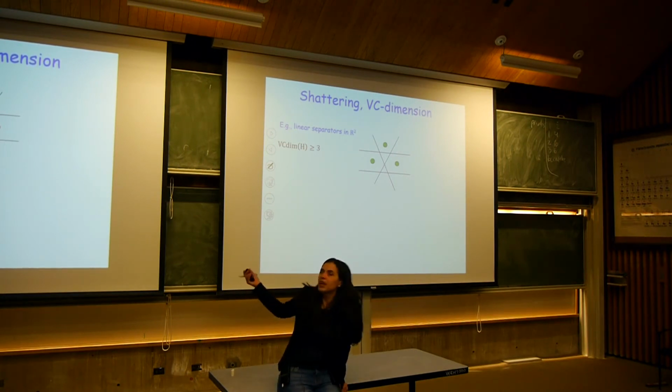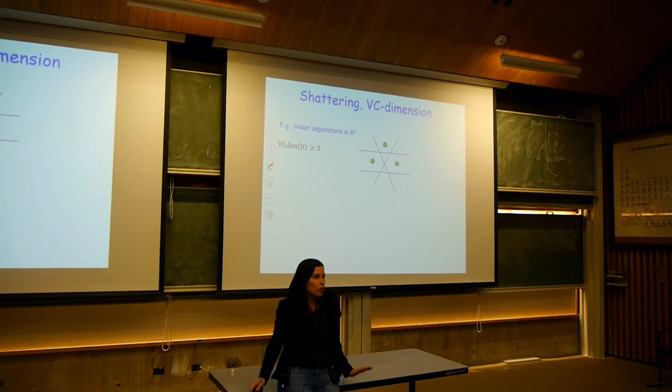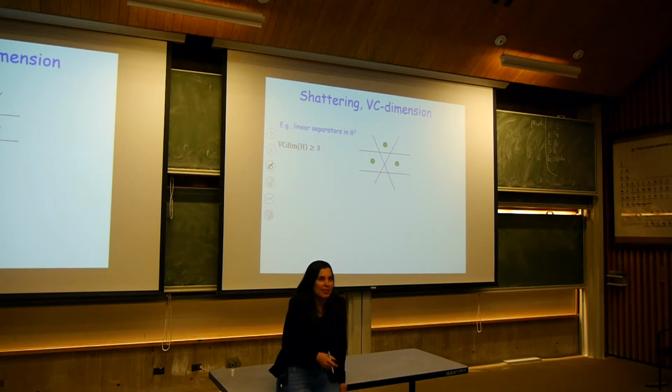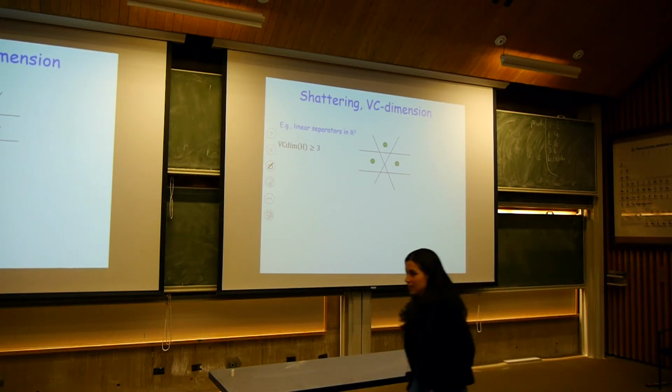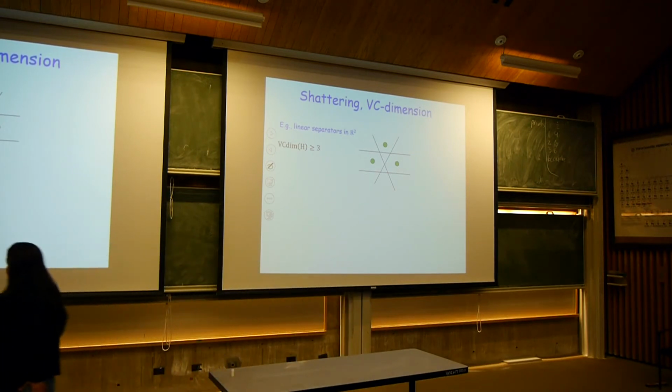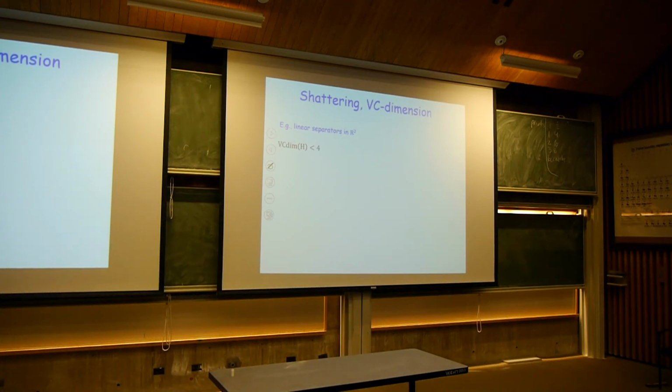And even here, you can just pick any 3 points that are not collinear. And then you can argue that for every labeling, there is a linear separator that will give me that labeling. Do you guys believe this? You can just play with it and you proceed. Okay, so the VC dimension of linear separators in R2 is 3.